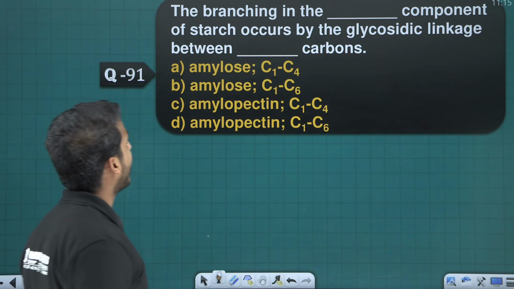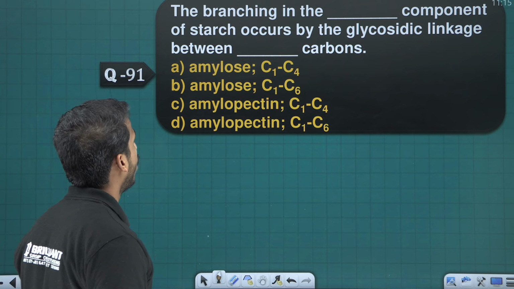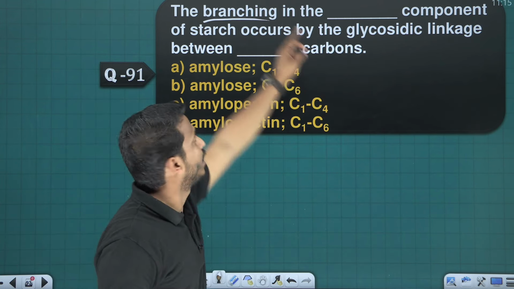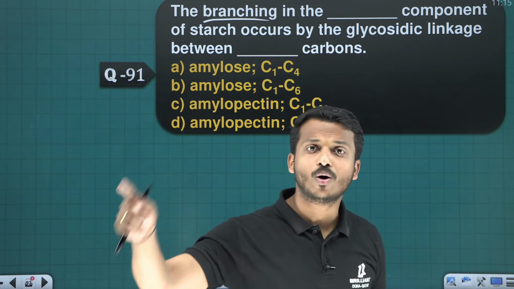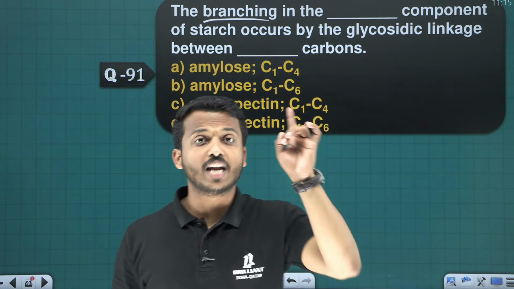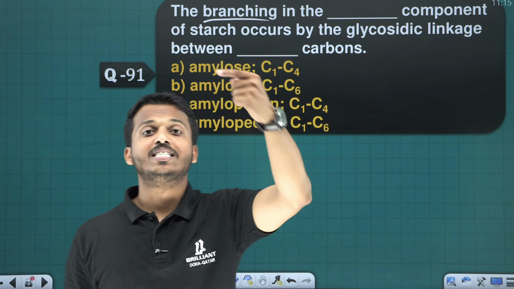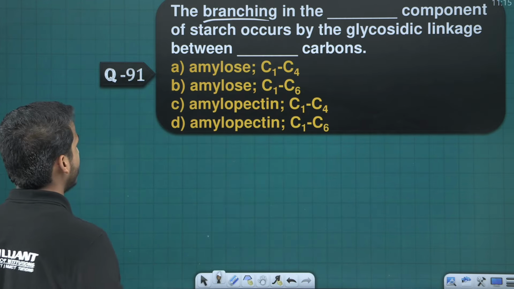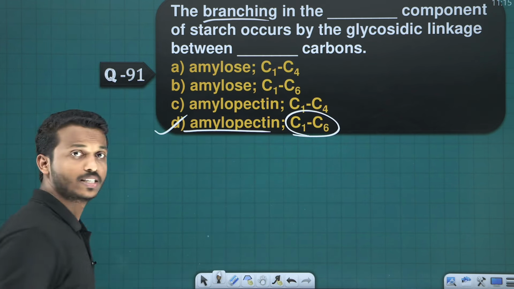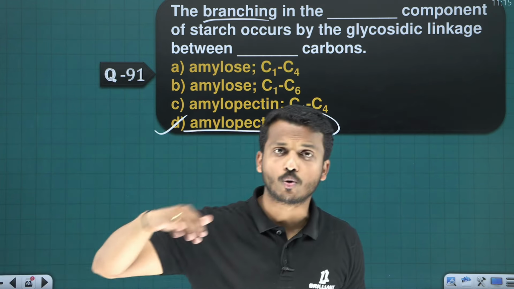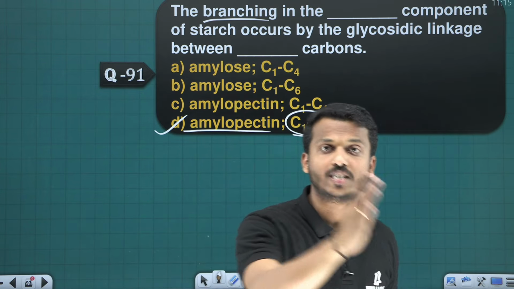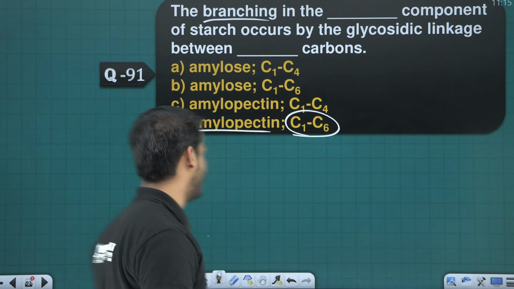The branching in the dash component of starch occurs by the glycosidic linkage between dash carbon. Starch contains amylose and amylopectin, and the branched component is amylopectin. In amylopectin, where is the branch present? C1 and C6. Amylopectin is a branched one. It contains linear as well as branches. Linear between C1 and C4, branching between C1 and C6.